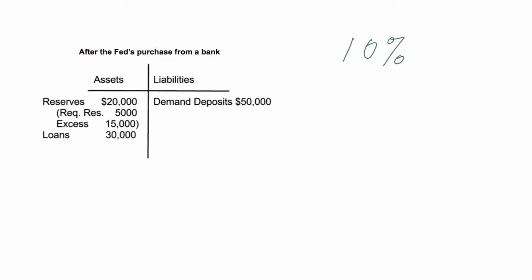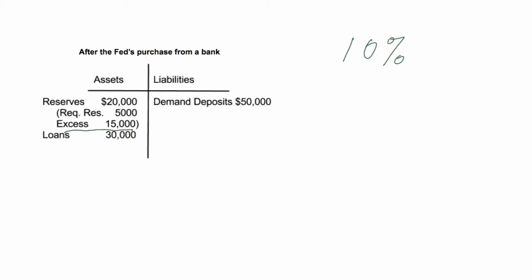After the purchase by the central bank from this bank, we can see that instead of our bank having a bond, it now shows $15,000 in excess reserves. So instead of being a bond, it's now gone into excess. Have our required reserves changed from the previous screen? No, because our demand deposits did not change. The only change was that when the Federal Reserve purchased the bond, it increased the reserves for the bank, and it now has excess reserves of $15,000.